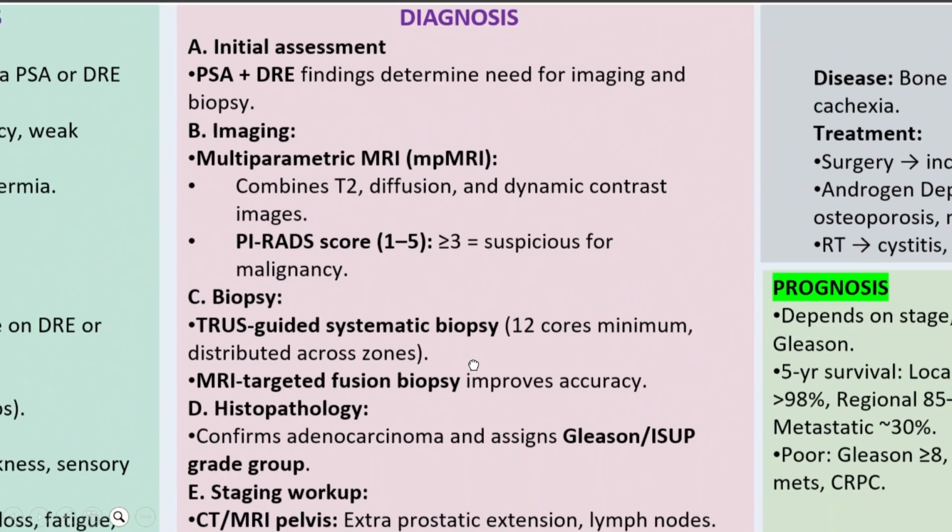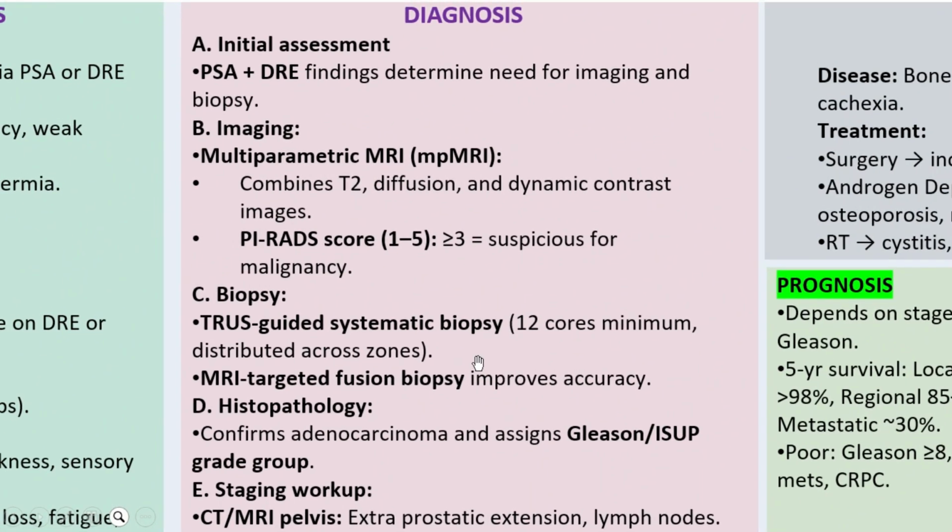Then we have the diagnosis. The diagnosis of prostate cancer is generally going to be a histological diagnosis, and PSA findings and digital rectal examination findings are always going to be a baseline, or they're going to come first and they will determine the need for imaging and biopsy. So if we do the PSA and the DRE and we have suspicion of malignancy, then we shall proceed to doing the imaging and then also doing the biopsy.